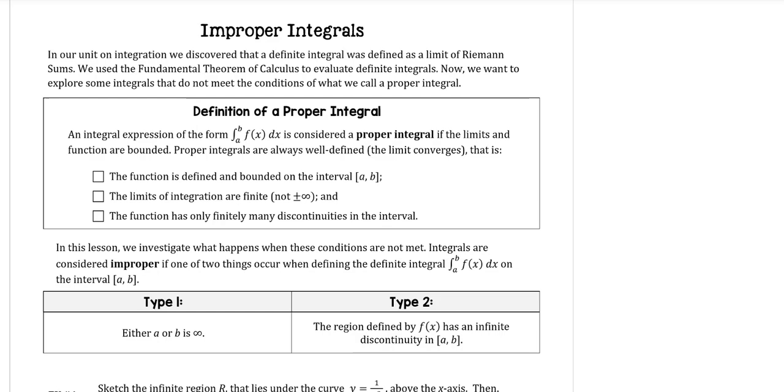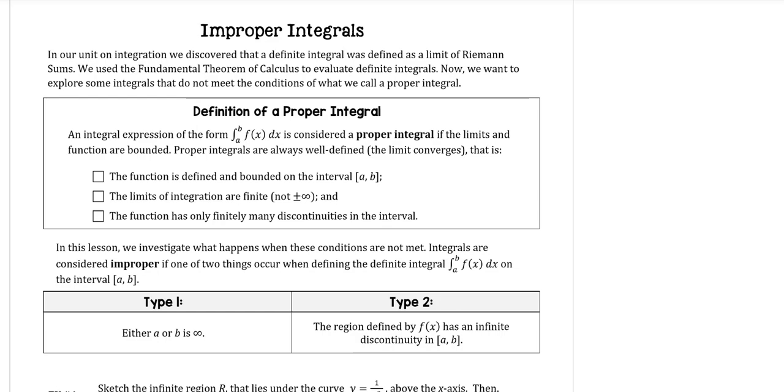This is our lesson on improper integrals. This is going to be a nice way to end our discussion on methods of integration. So in this unit, we've discovered that a definite integral was defined as a limit of a Riemann sum. We've used the fundamental theorem of calculus to evaluate these integrals. We went through many properties to solve indefinite integrals. And so now, what do we want to do if we have something that is not a proper integral?